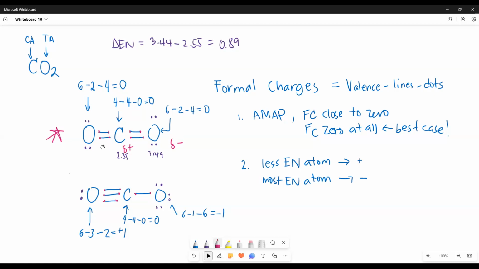The same thing is true for the other side. It's still carbon and oxygen anyway. So let's move on.